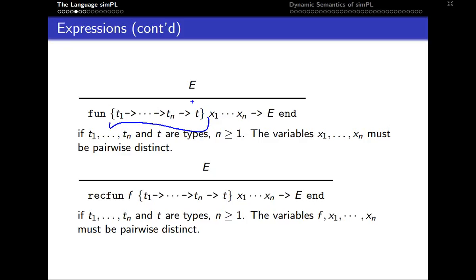All right. The variable names x1 up to xn have to be pairwise distinct. No symbol can appear twice, right? Because they would be indistinguishable otherwise. And in this case, we want to have at least one argument, since it's not a lazy language. If it were a lazy language, we could entertain the case when n is 0.